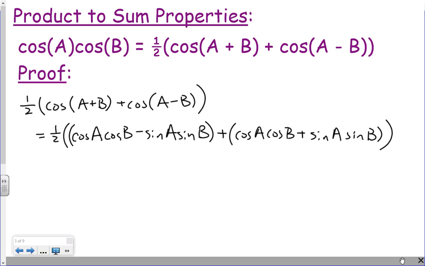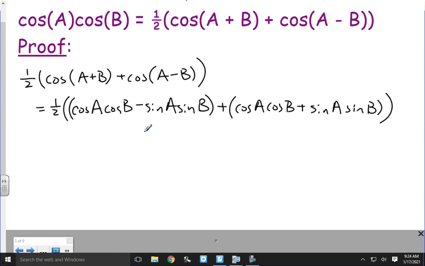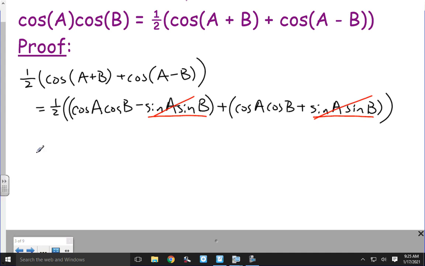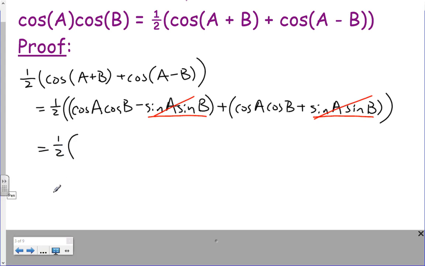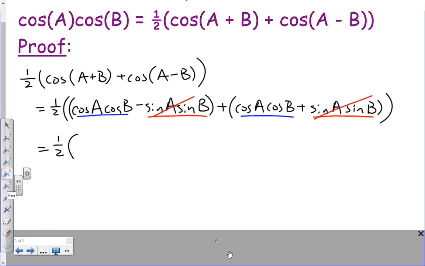All right, now let's look for some common terms to combine. Actually, before we combine things, we can see there's some stuff that will cancel out, right? I've got a minus sine of A times sine of B, and I've got a plus sine of A times sine of B. So these are going to cancel each other out. But the other stuff that's left is actually identical, so I have 1/2 out front. And since I have 2 of these, the cosine of A, cosine of B, and another one sitting right here, I end up with 2 of them. So I can rewrite that as 2 times the cosine of A times the cosine of B.